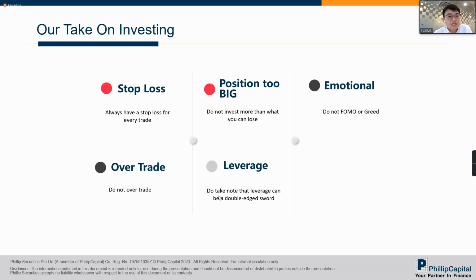Okay, our take on investing. Always have a stop loss for every trade. Also, position should not be too big. Do not invest more than what you can lose. Okay, also your emotions. Do not FOMO or be greedy. You don't need to be too greedy to earn until the highest price of the counter. Sometimes you may need to be rational. Once you earn, you may enter a new counter or quit at the same time. Take profit. Okay, so do not overtrade, as I mentioned just now, and the leverage thing. Take note that leverage can be a double-edged sword.